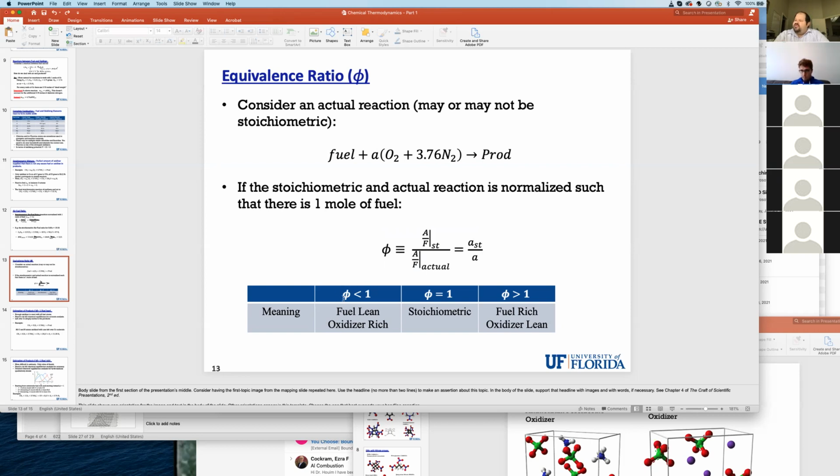If phi, the equivalence ratio, is less than 1, that means you are fuel lean, meaning you're going to have excess oxidizer, or it is oxidizer rich. Those are used interchangeably. If phi is 1, you're at stoichiometric conditions. If phi is greater than 1, that means it's fuel rich, which means you're going to have excess fuel in the products. For pollutant purposes, you normally want it to be as close to stoichiometric as possible, with certain caveats.